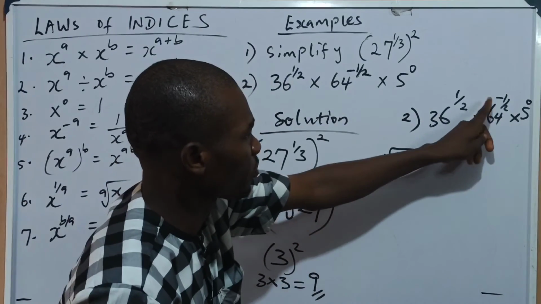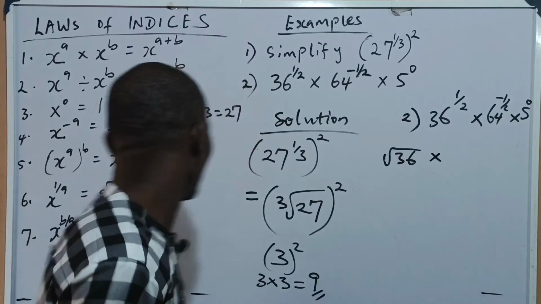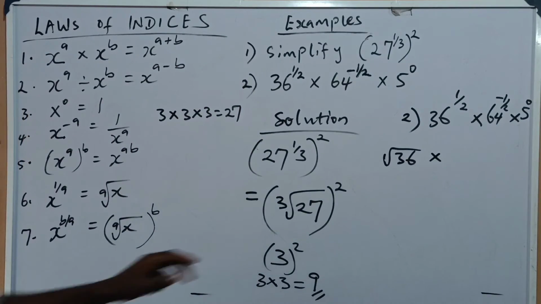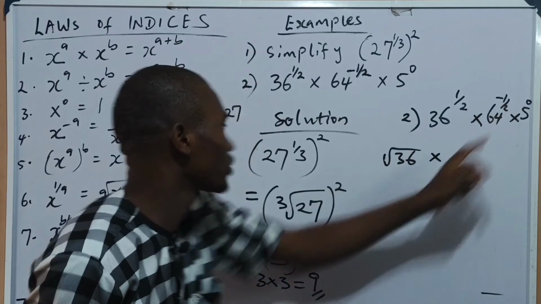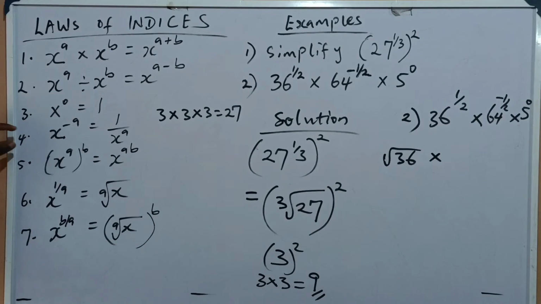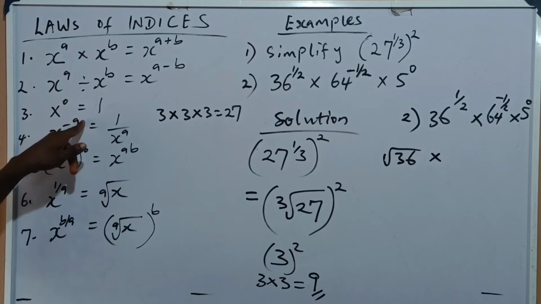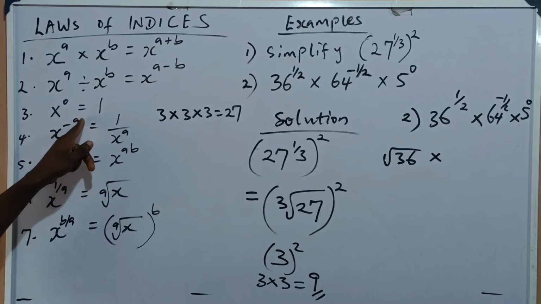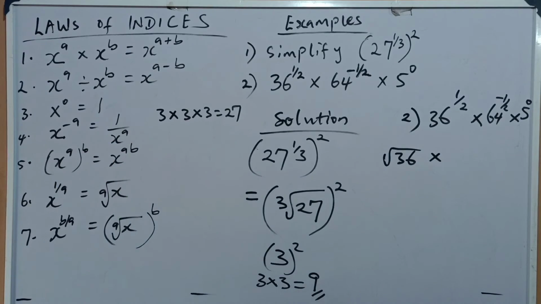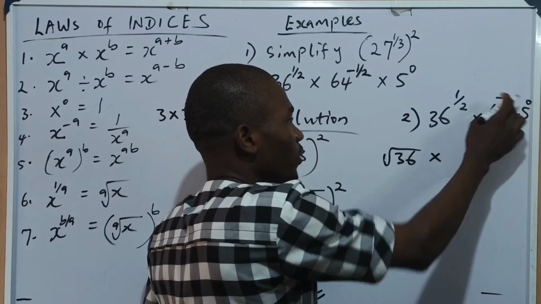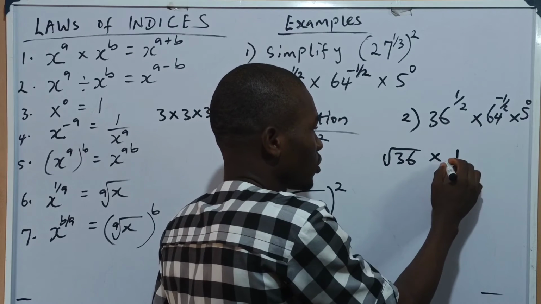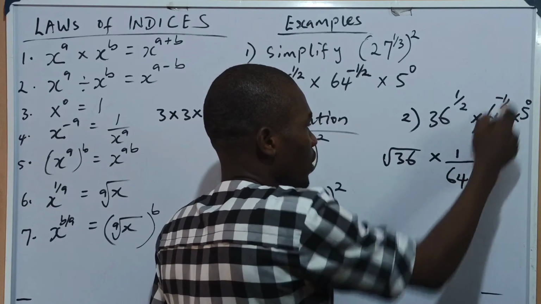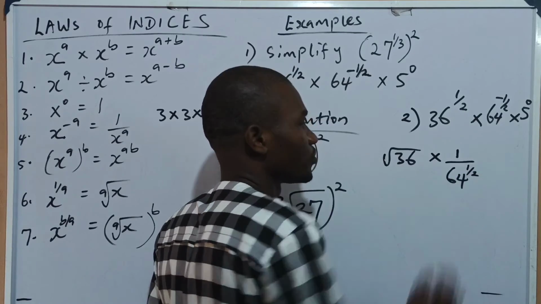we have 64 raised to the power of negative 1 over 2. And let's check the law of indices that applies to 64 raised to the power of negative 1 over 2. And ideally, that is law number 4. Law number 4 states that whenever we have a given base raised to the power of a negative number, it is equal to the inverse of that given base raised to the power of that given number. Hence, 64 raised to the power of negative 1 over 2 is the same thing as saying the inverse of 64 raised to the power of 1 over 2.